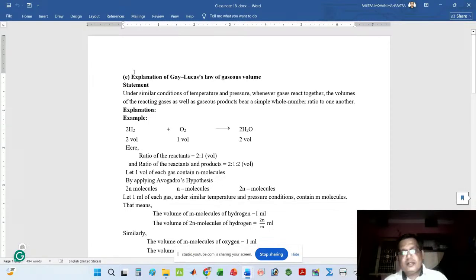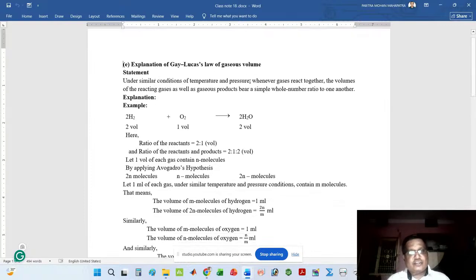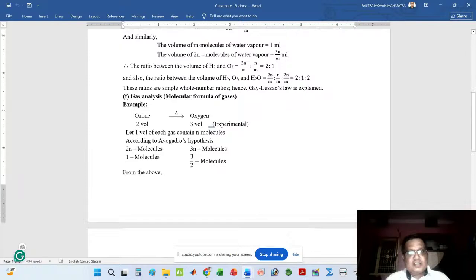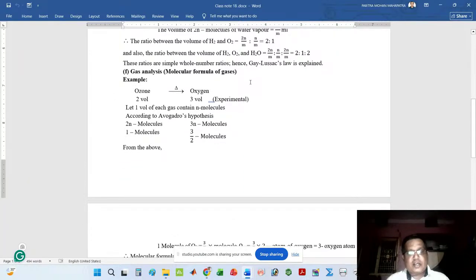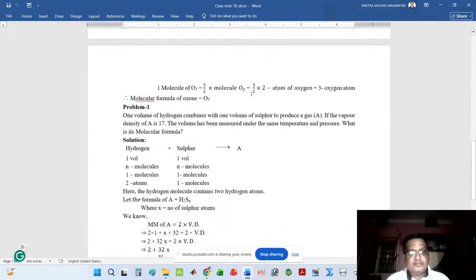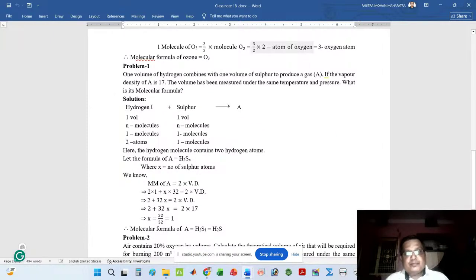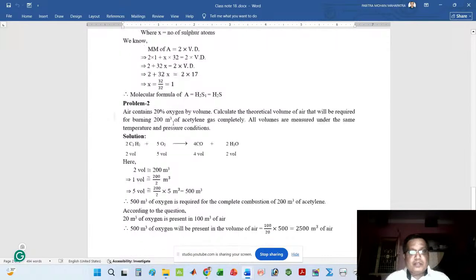Hello, dear student. In the previous class, I discussed the different applications of Avogadro's hypothesis. I have covered applications like the explanation of Gay-Lussac's law of gaseous volume. The next application is the determination of the molecular formula of gases with the help of Avogadro's hypothesis. I have also completed two problems. These are the two problems.